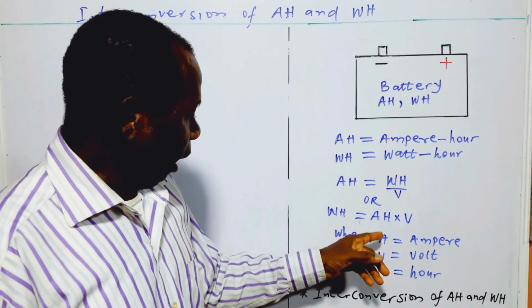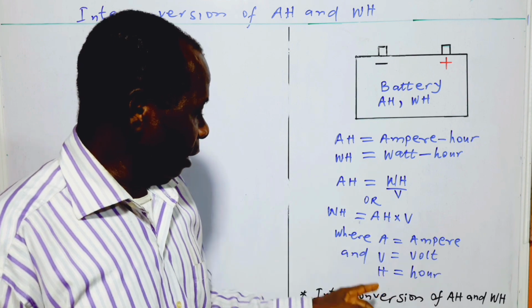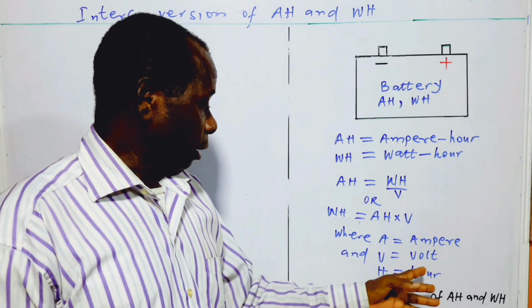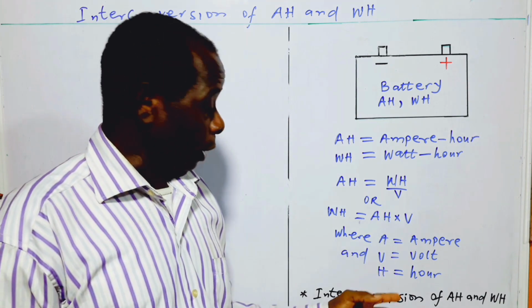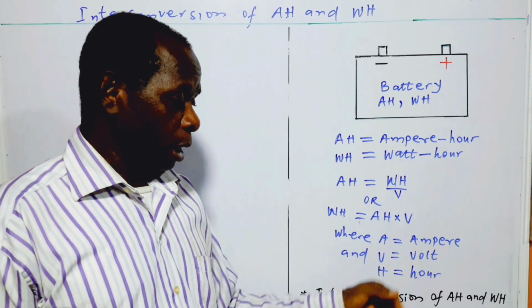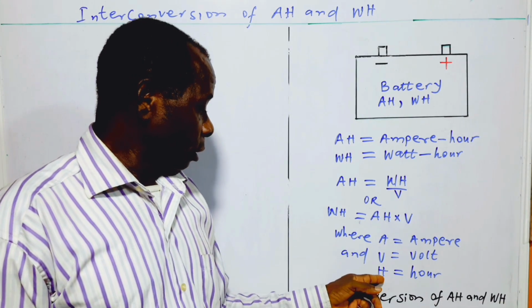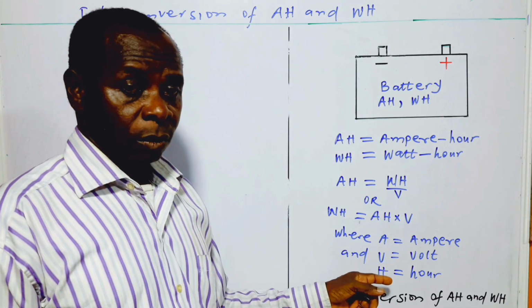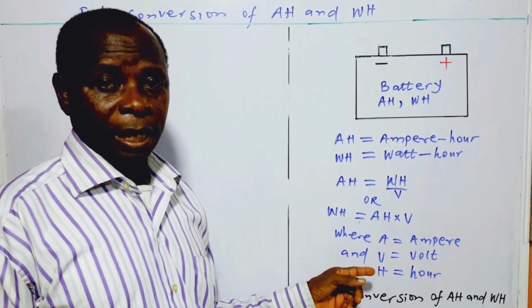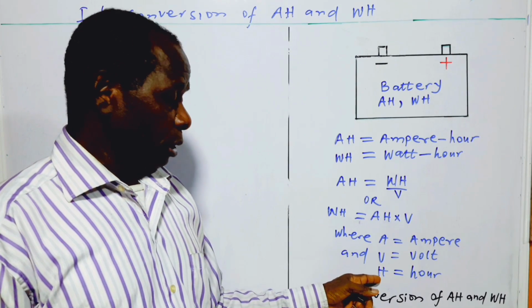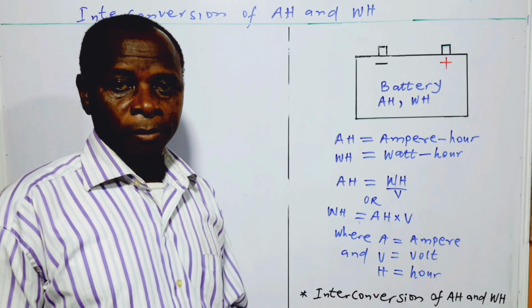Now, A is ampere, V is voltage. The ampere is the unit of current, where volt is the unit of voltage. H is hour. We are not using the SI unit of time here. We are using hour instead of second. Second is the SI unit of time, but in this situation, we are using hour.